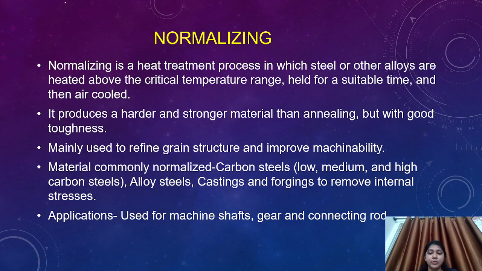The second one is normalizing. Similar to annealing, but here the cooling is done in still air, not in the furnace. The materials which are commonly normalized are carbon steels, alloy steels, castings, and forgings. In normalizing, cooling in air is faster than in a furnace. The structure formed is finer, giving the metal more strength and hardness compared to annealed steel. Effects are improved machinability, refined grain size, and uniform mechanical properties. So we can say that if annealing makes the metal soft, normalizing balances strength and toughness.